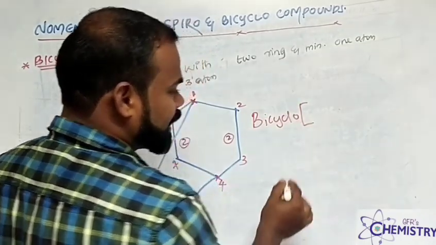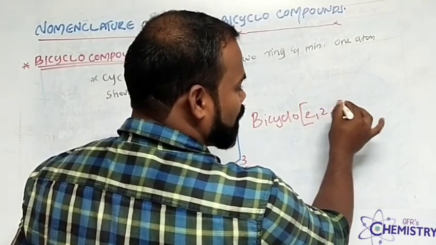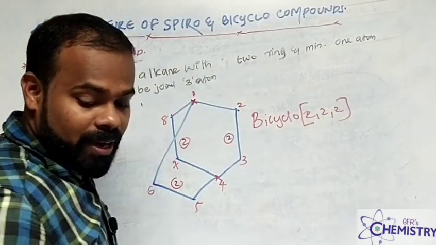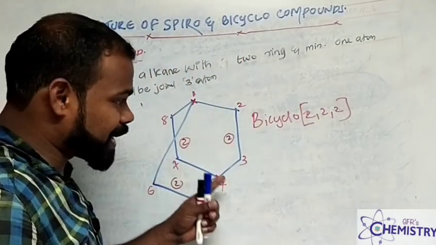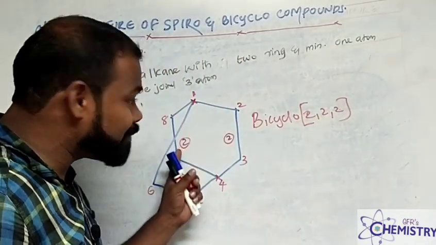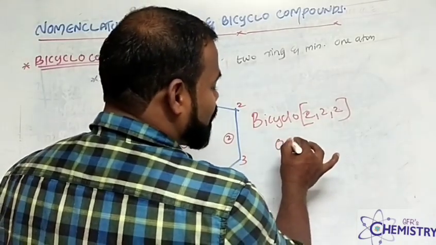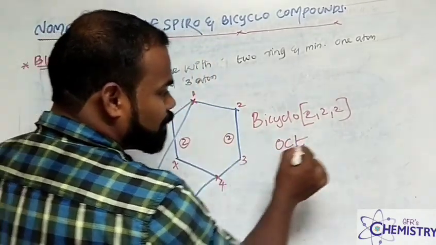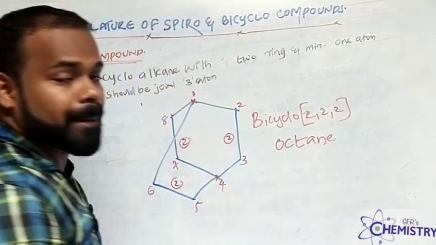Bicyclo. Inside the bracket, 2, 2, 2. Close the square bracket: Bicyclo 222. What is the total name? There are 8 carbons, therefore oct. Only single bonds, therefore octane.